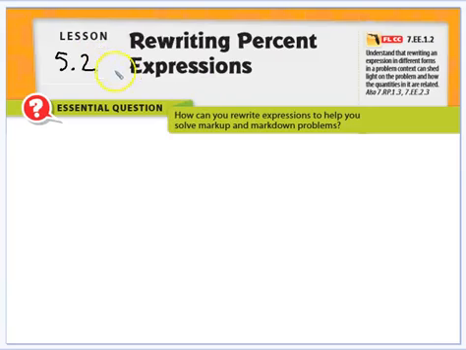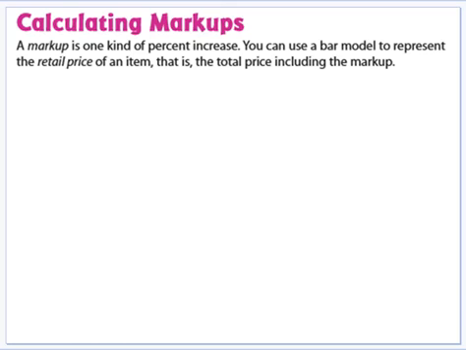We are going over lesson 5.2, rewriting percent expressions, in this video. So we're dealing with markups and markdowns. That is what this whole lesson is about. A markup is one kind of percent increase. You can use a bar model to represent the retail price of an item, that is the total price including the markup.